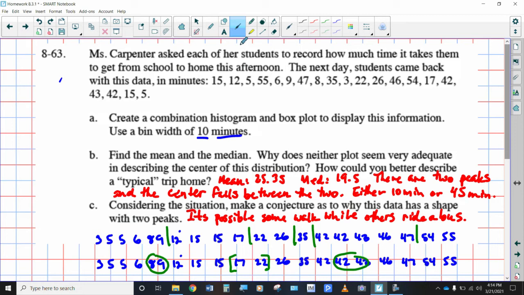Now, the most important thing to do here is count your numbers. 1, 2, 3, 4, 5, 6, 7, 8, 9, 10, 11, 12, 13, 14, 15, 16, 17, 18, 19, 20. So in my ordered data, 1, 2, 3, 4, 5, 6, 7, 8, 9, 10, 11, 12, 13, 14, 15, 16, 17, 18.